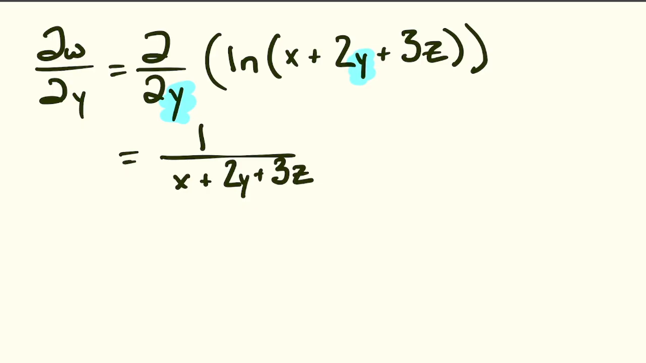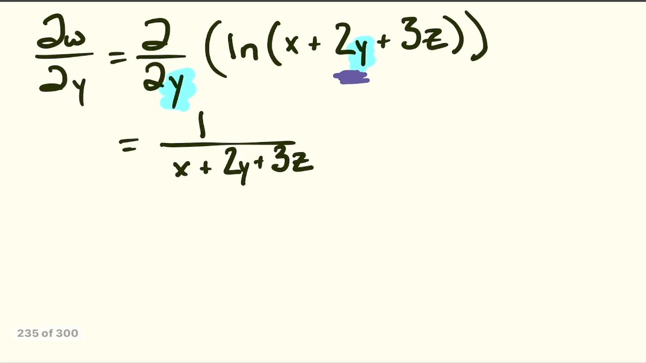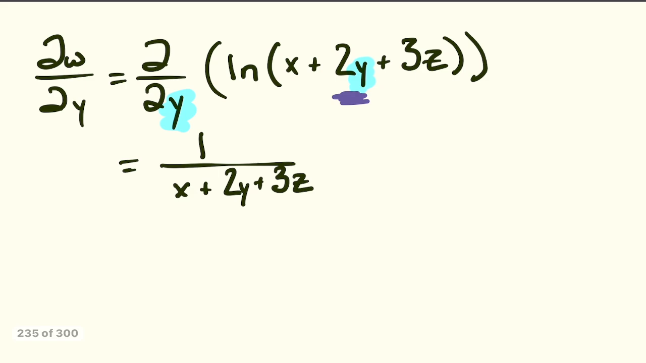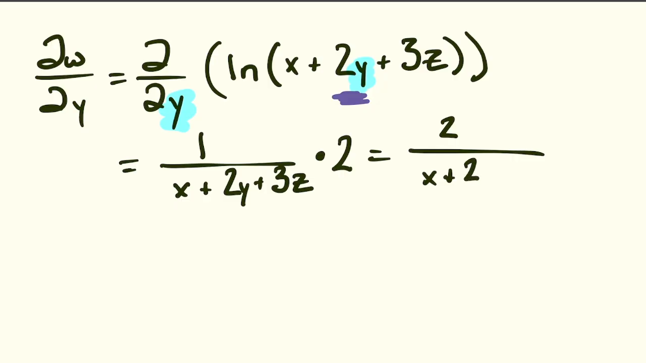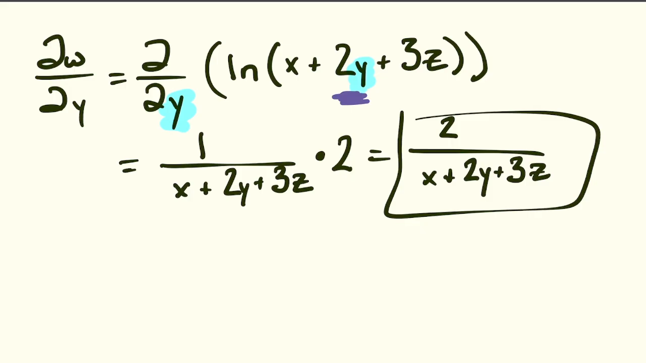But now we're using the chain rule, which means that right up here, we have to take the derivative of the inside with respect to y, the derivative of 2y plus whatever. And remember that x and 3z are all just treated as constants. The derivative of 2y would be 2. So we're going to multiply that by 2. And if you want to make that pretty, you could just write it as 2 divided by x plus 2y plus 3z. So there's our second derivative.